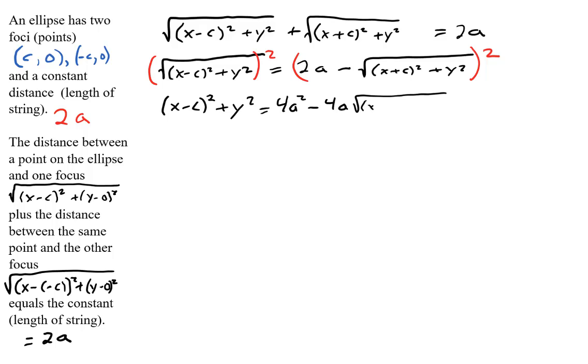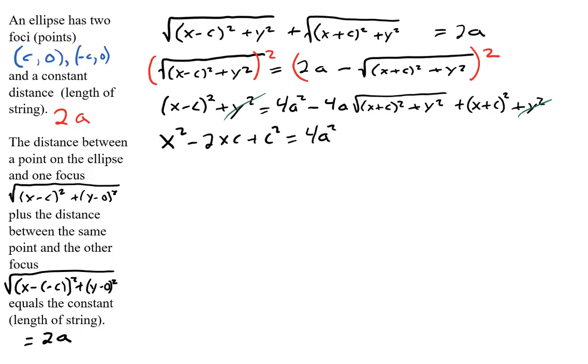So we have 4a squared minus 4a times the radical, plus the square of the radical, which is a square root. So the square and the square root cancel, and we're left with just (x plus c) quantity squared plus y squared. We can subtract y squared from both sides, and then multiply out the quantities (x minus c) squared and (x plus c) squared.